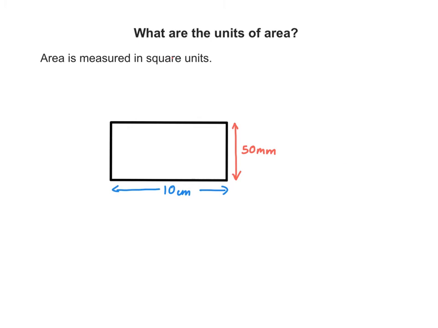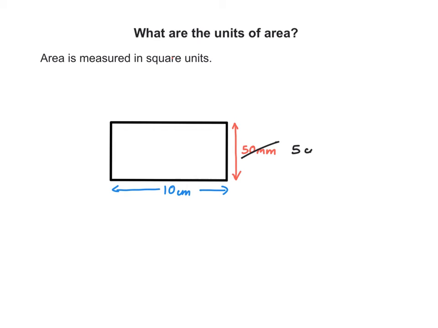Now what would be the units of area of this rectangle here? You should immediately notice that there are two different units of length here, centimeters and millimeters. Whenever you work out the area of a shape, you must make sure that all the units of length are consistent. So what we can do here is convert the millimeters into centimeters.